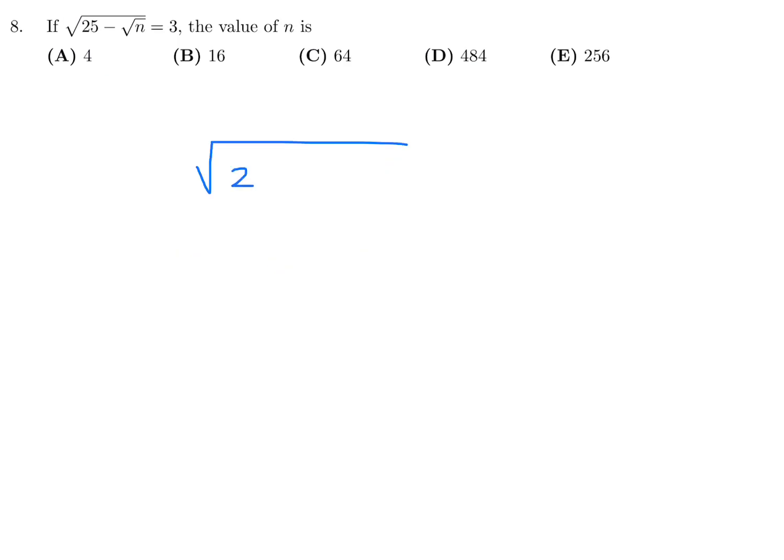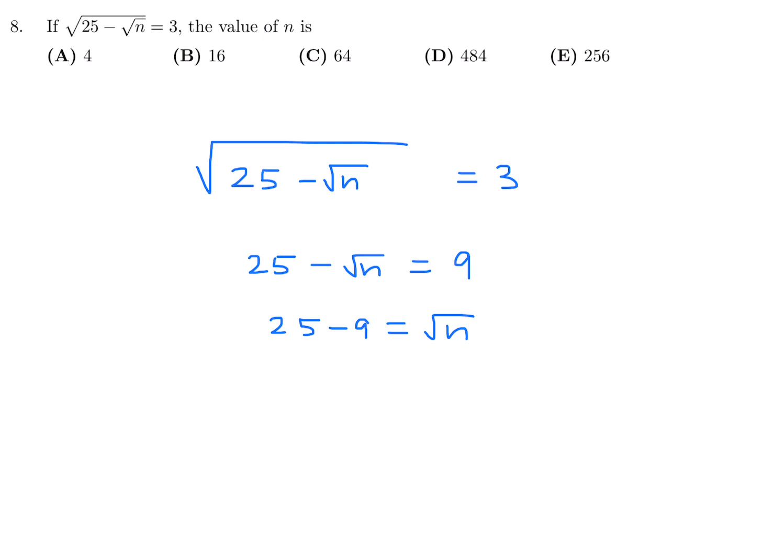The square root of 25 minus the square root of n is equal to 3. The value of n is? Okay, the first thing you do is square both sides. When you do, the radical sign disappears, the big one. That one becomes 9, 3 squared. Then let's bring the numbers over to one side and bring the square root of n over to the other side. And therefore, 25 minus 9 is 16, which is equal to the square root of n. Now let's take the square of both sides. When you do, you get n is equal to 16 squared. Therefore, n is equal to 256. So number 8, the answer is E.